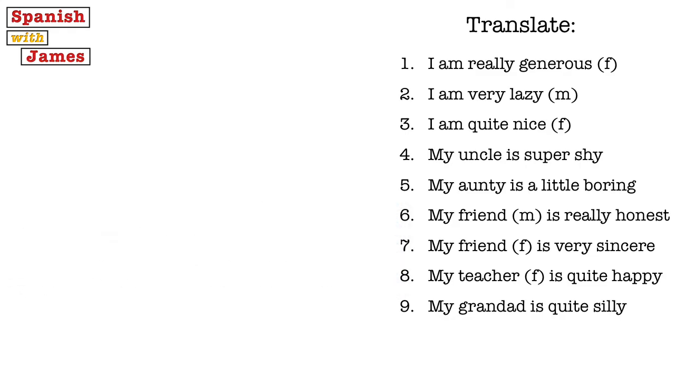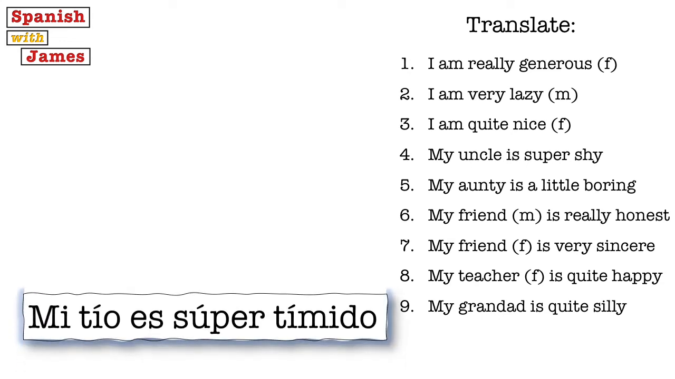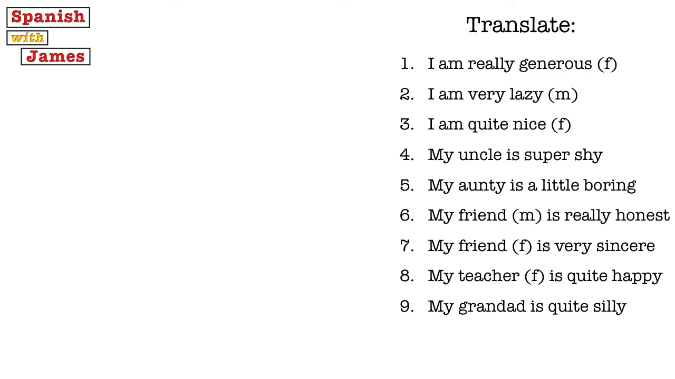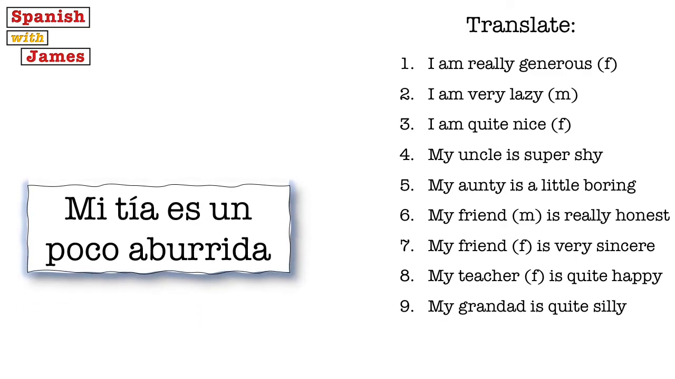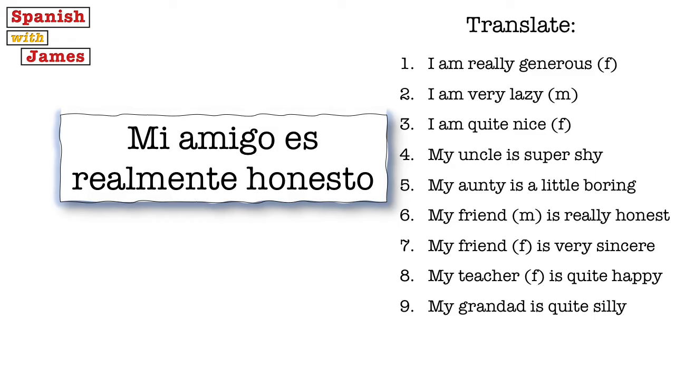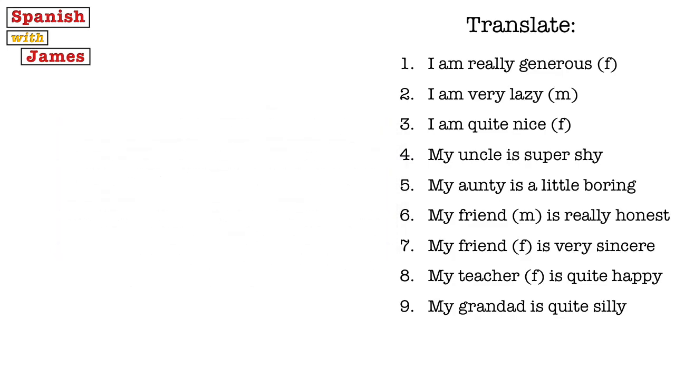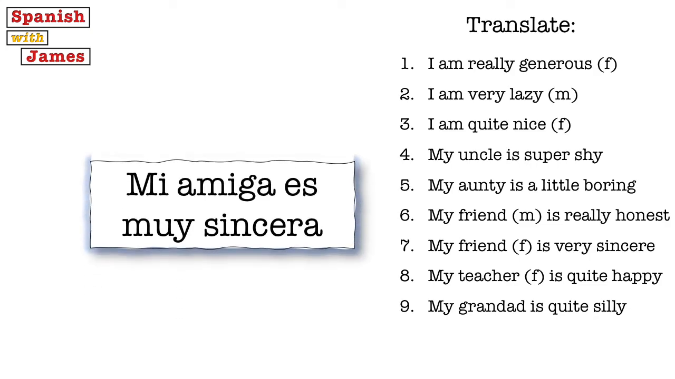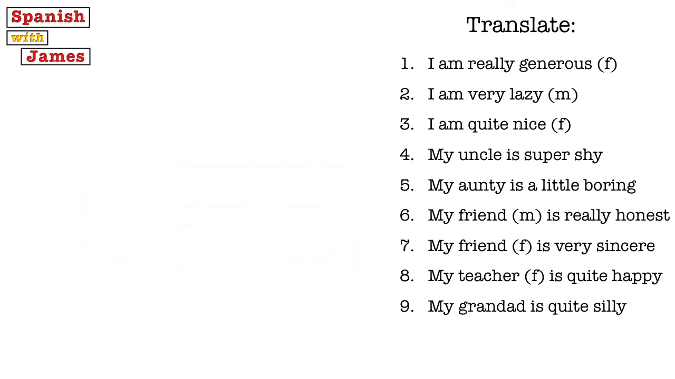Número 4. My uncle is super shy. Mi tío es super tímido. 5. My auntie is a little bit boring. Mi tía es un poco aburrida with an A ending. 6. My male friend is really honest. Mi amigo es realmente honesto. 7. My female friend is very sincere. Mi amiga es muy sincera. So amiga with an A, sincera with an A.